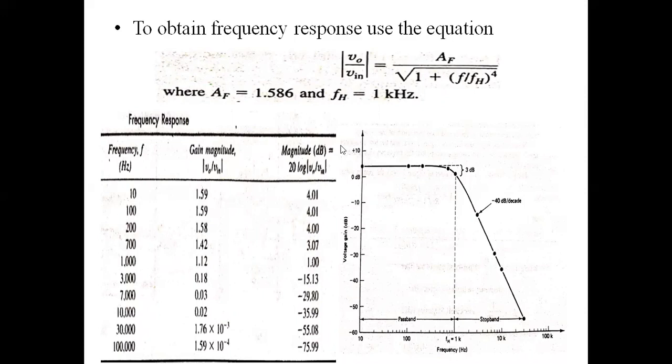that will be equal to 4.01. Okay, and similarly for different values of frequencies, we can calculate the corresponding magnitude in terms of dBs. For 1 kilohertz, the magnitude is almost 1 only, and for 3 kilohertz, it is minus 15.13.